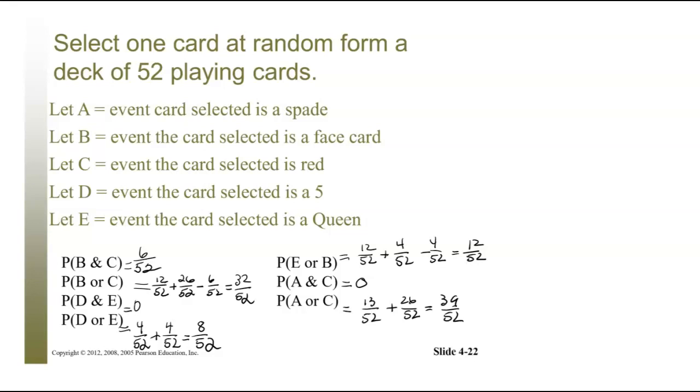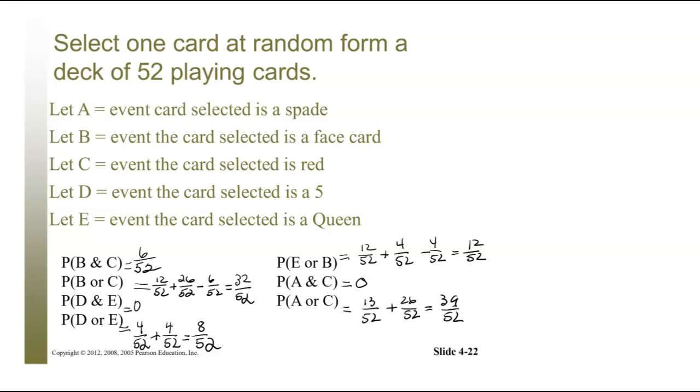How about D and E? A 5 and a queen. Well, that can't exist, so that's 0. So notice when we do D or E, there is nothing to subtract. It's just the 4 5s and the 4 queens. That's 8 out of 52.